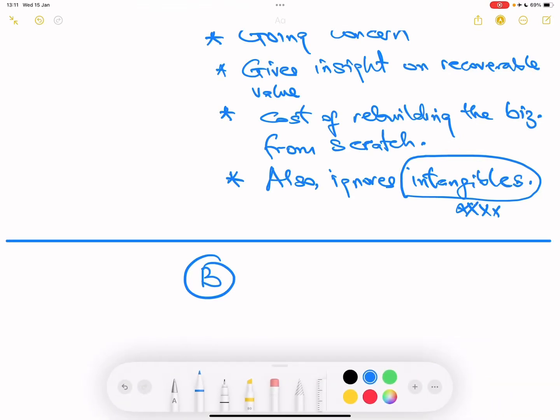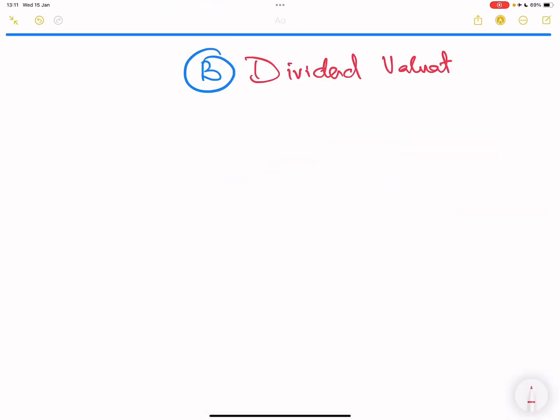Let's look at dividend valuation model. Remember where we are coming from. We said there are 4 groups of method for valuation. There is asset-based, there is dividend valuation model, there is income or earnings model, and there is cash flow model.